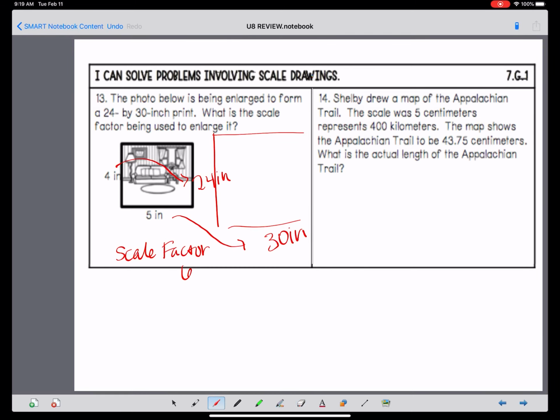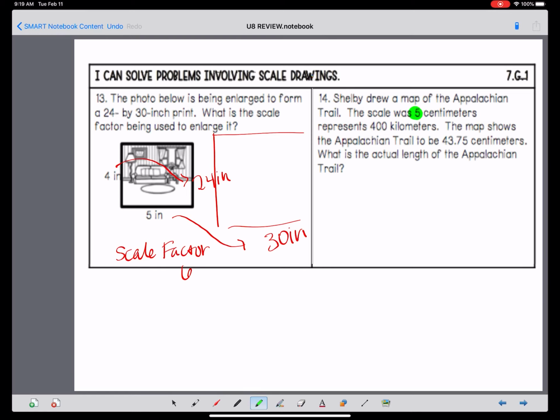Shelby drew a map of the Appalachian Trail. The scale was 5 centimeters represents 400 kilometers. The map shows the Appalachian Trail to be 43.75 centimeters. What's the actual length of the Appalachian Trail? Well, what we can do is set up proportions.